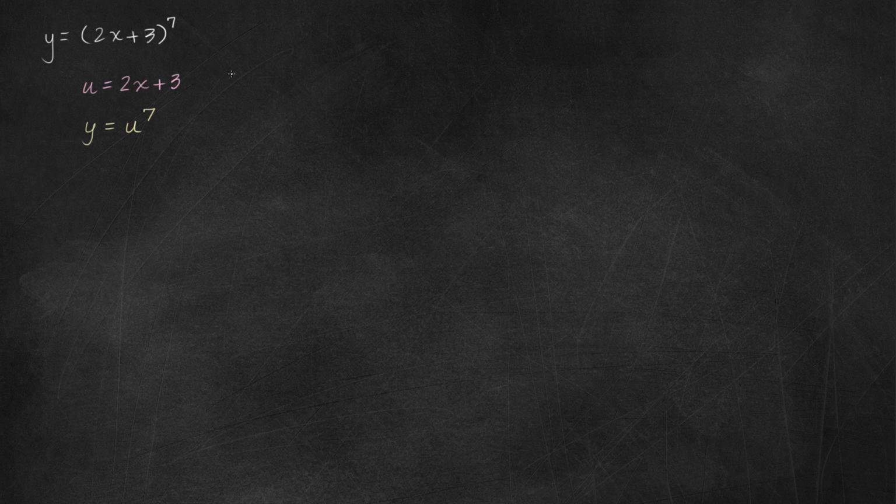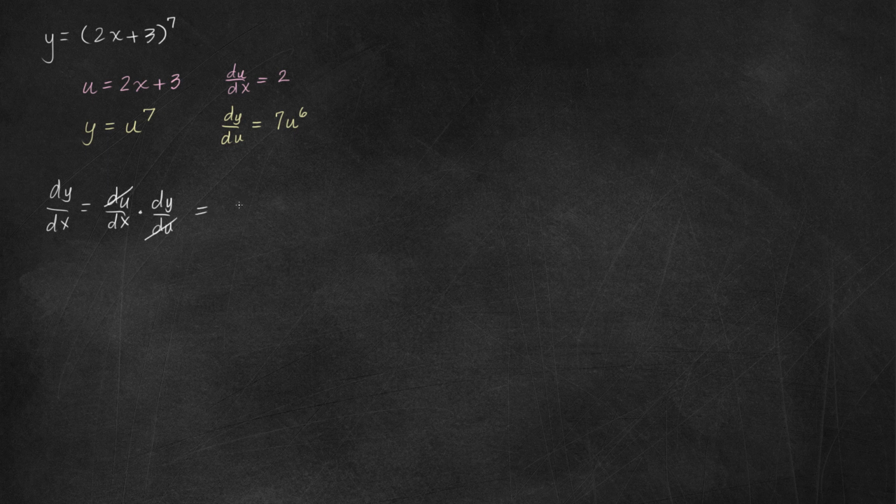If u equals 2x plus 3, then du dx equals 2. The derivative of 2x plus 3 is 2. The derivative of my outside function is dy du. And that's the derivative of u to the power 7. Using the power rule, that's 7 times u to the power 6. So now if I want to find dy dx, it equals du dx times dy du.